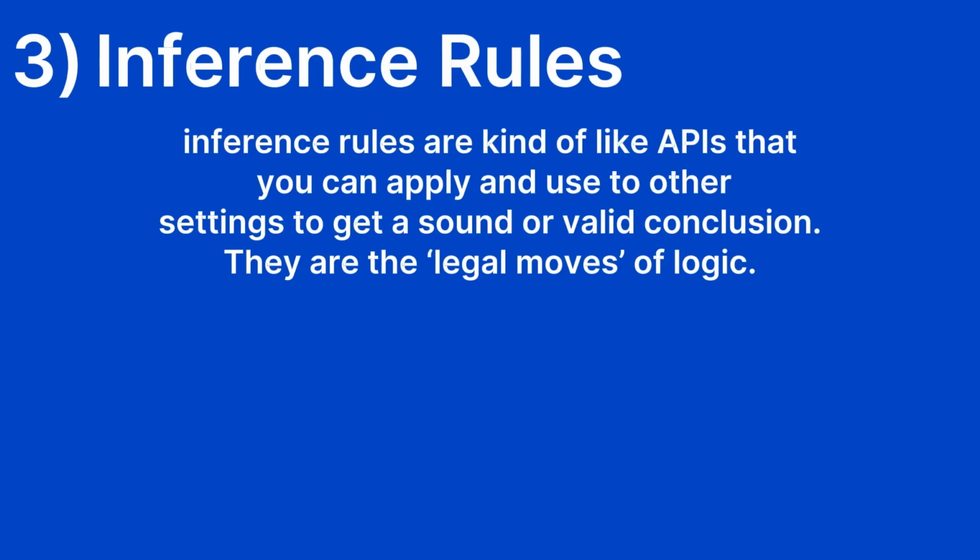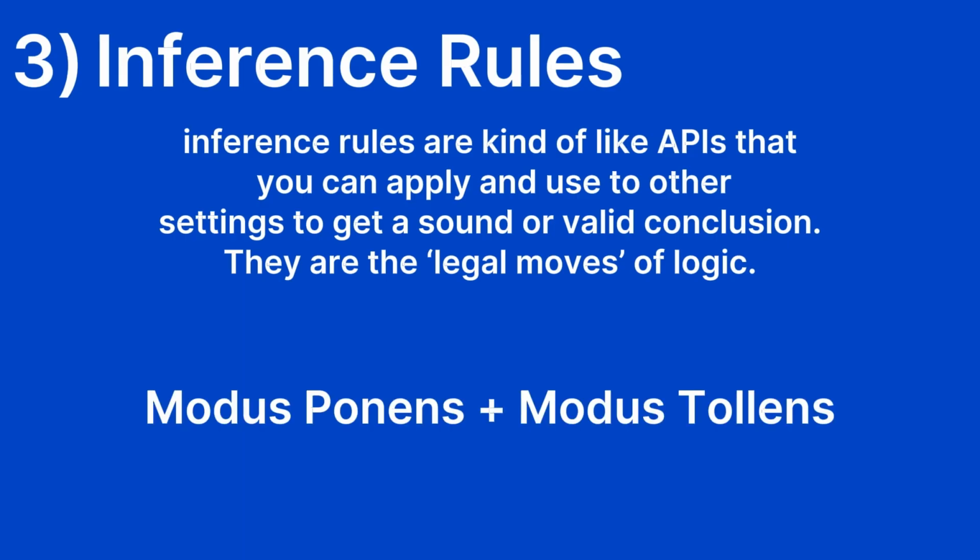Number 3, inference rules. Inference rules are kind of like APIs that you can apply and use in other settings to get a sound or valid conclusion. They are the legal moves of logic. The most famous ones are the modus ponens and the modus tollens.